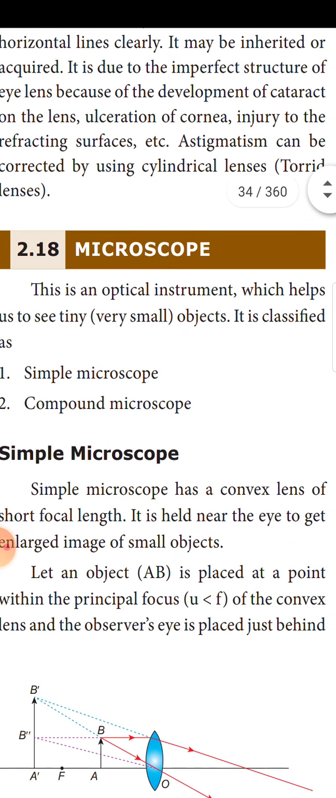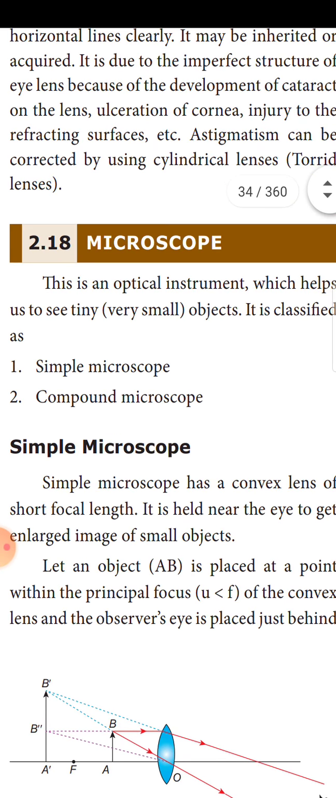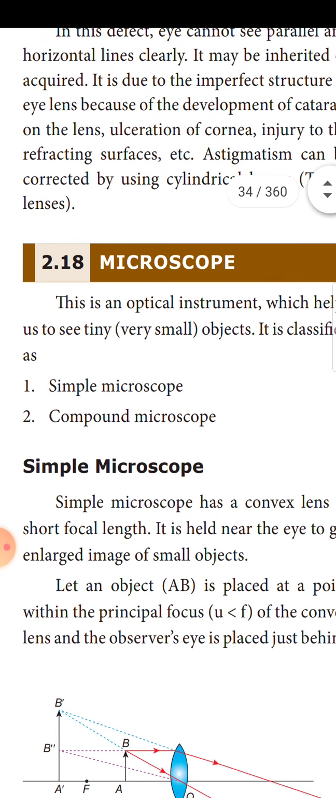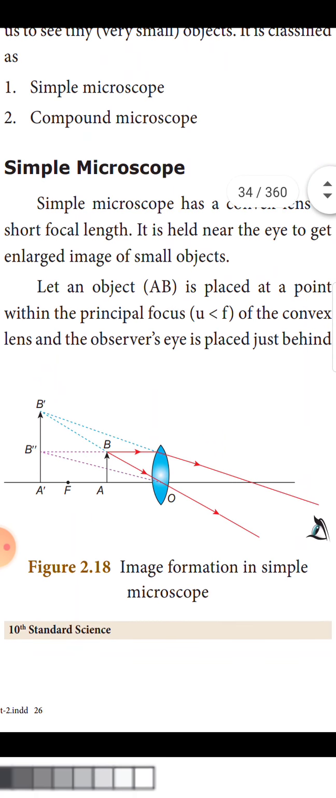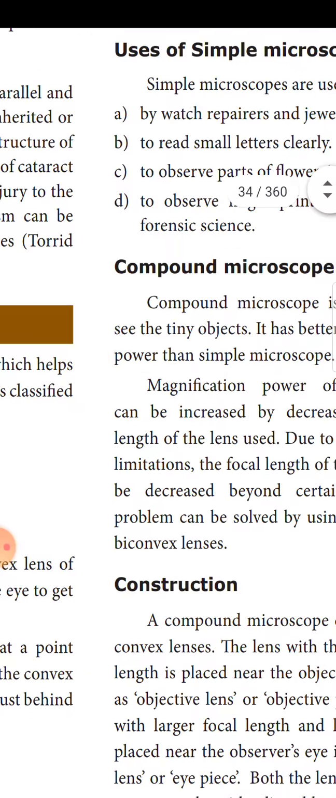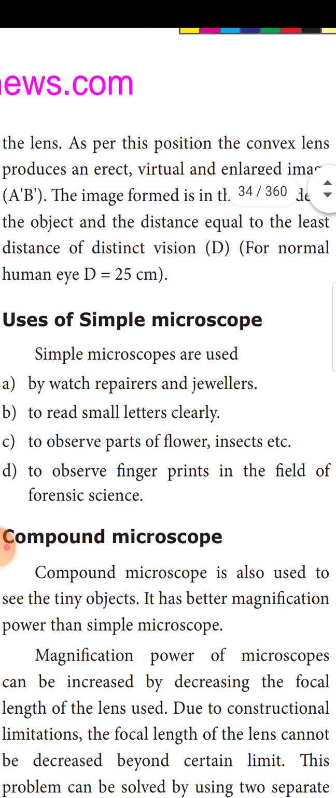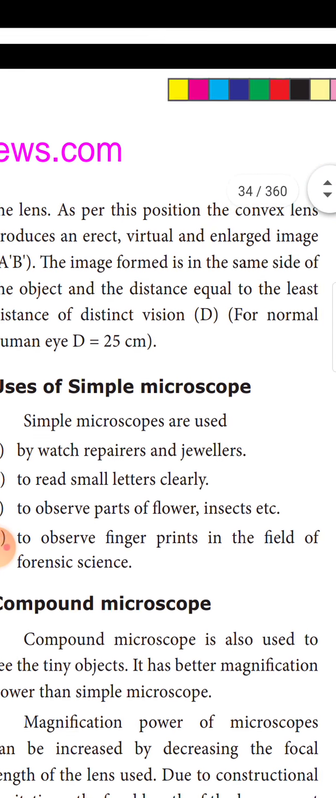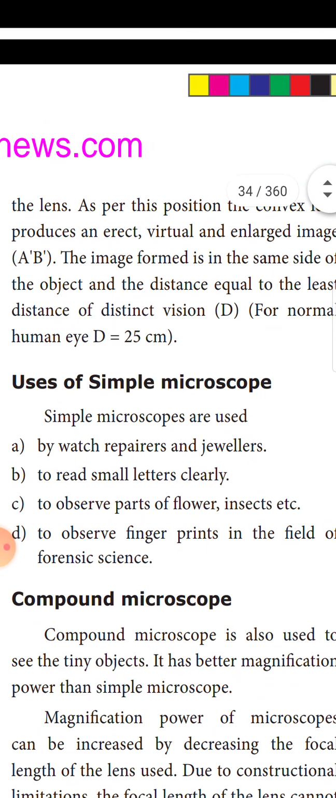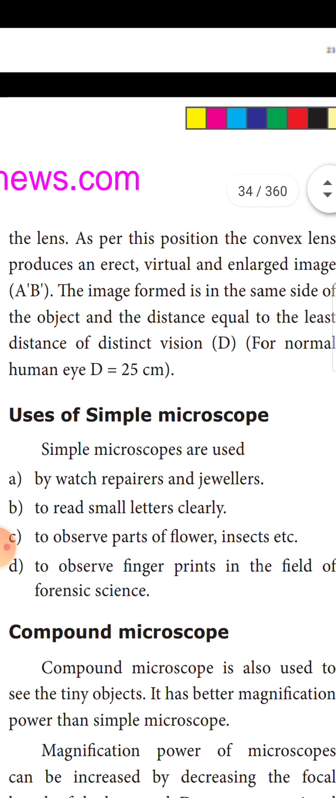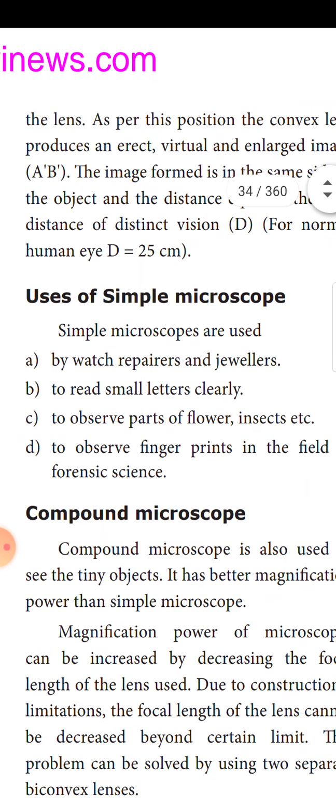Microscope. This is an optical instrument which helps us to see tiny, very small objects. It is classified as simple microscope and compound microscope. For a normal eye, D is equal to 25. We have already seen this.